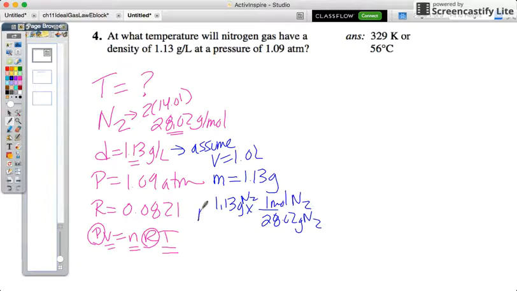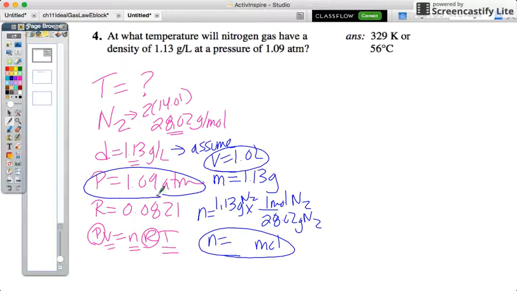And in that calculation, I have solved for n, which means I now have n, and I have V, and I have P, and I have R, and that's going to let me then solve for T using PV over nR. Plug in all your numbers, include units, think about sig figs, and you're on your way.